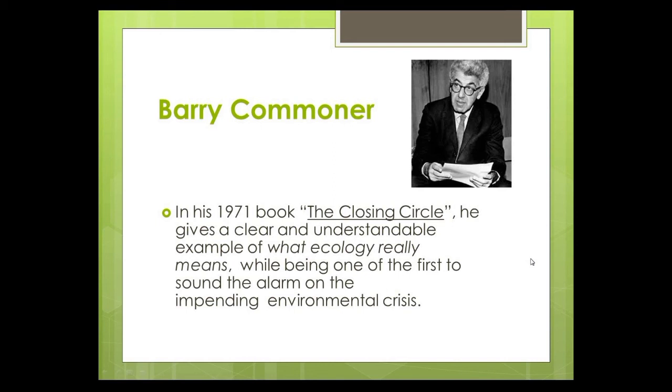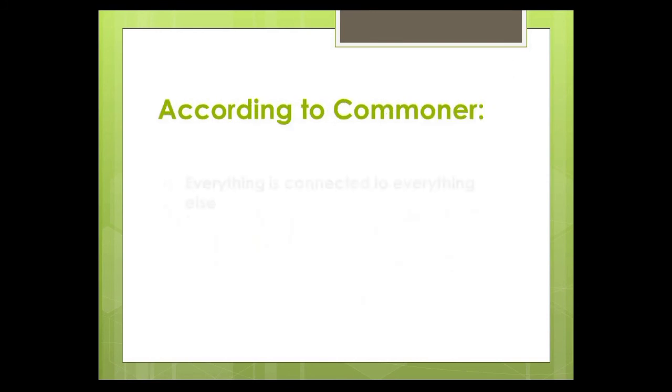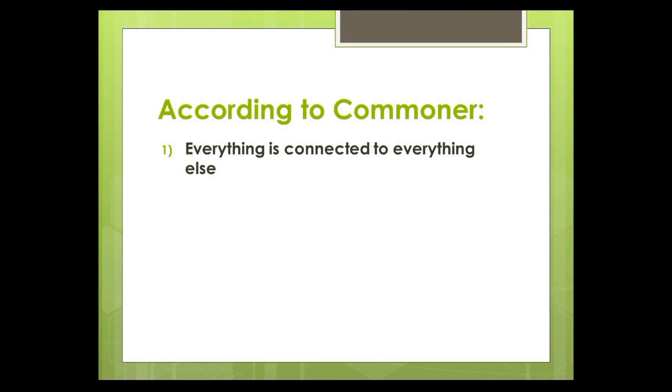inescapable laws of ecology. So, first, everything is connected to everything else. Meaning humans and other species are connected, or they are dependent on a number of other species. Second, everything must go somewhere. No matter what you do and no matter what you use, it has to go somewhere.